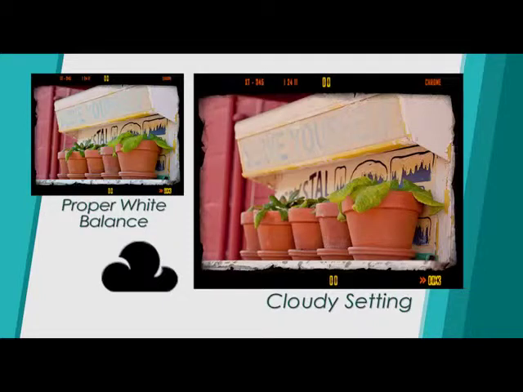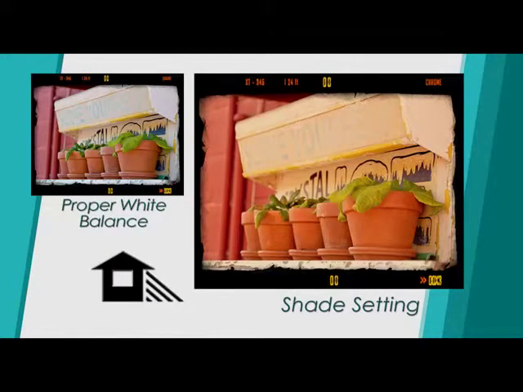Cloudy daylight is even bluer than daylight. The camera's cloudy white balance setting will compensate for the slightly more blue color of cloudy daylight by adding even more warm tones to the image. Shaded daylight has even more blue tones than cloudy daylight. The camera's shade white balance setting will compensate for the even bluer color of shaded daylight by adding even more warm tones.